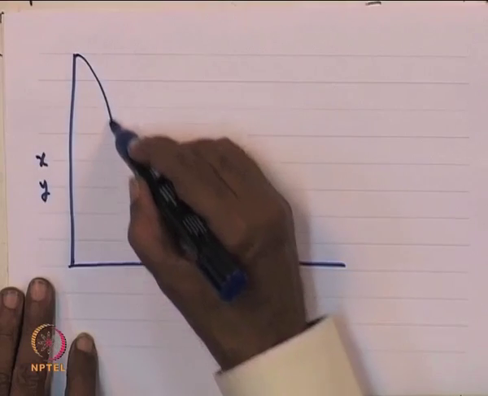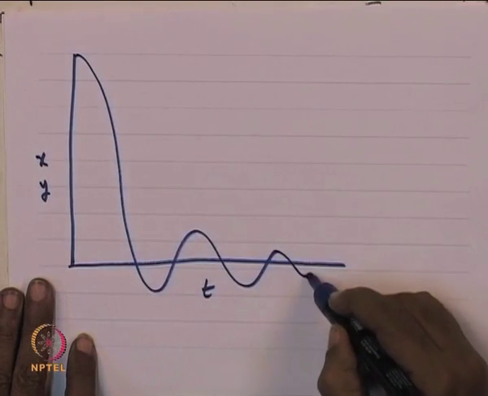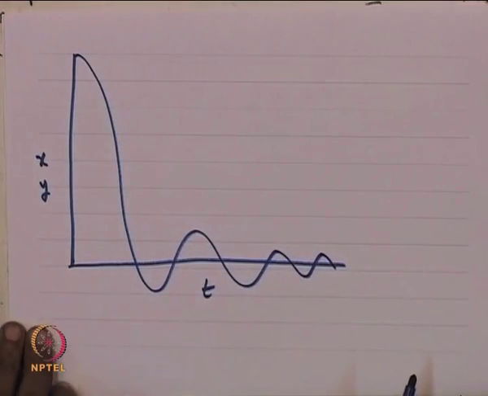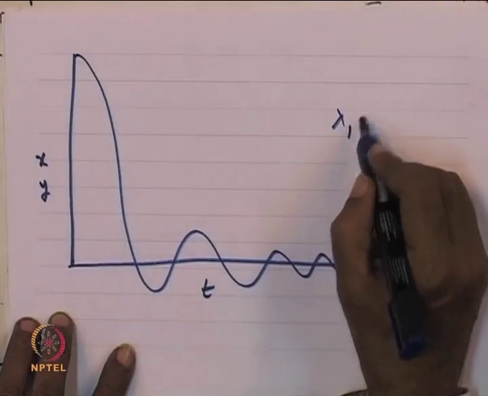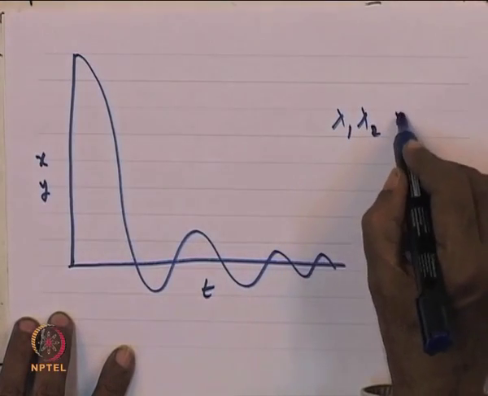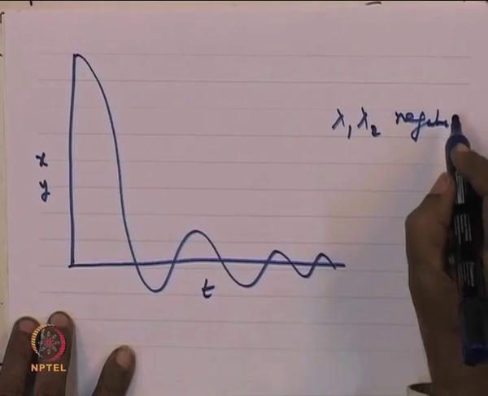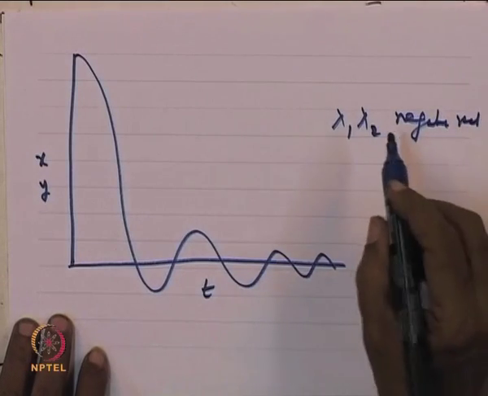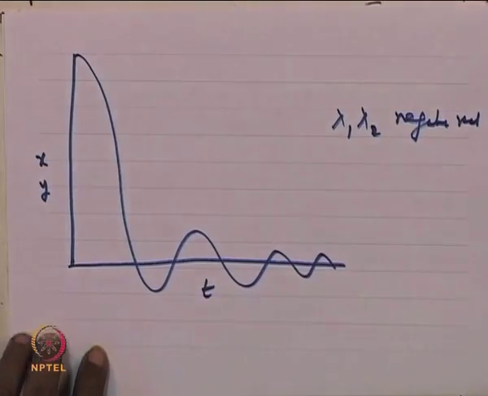which means what? That means it oscillates, yes, but because the lambda is negative real, lambda 1 and lambda 2 are negative, okay, the real part is negative, so that the oscillation starts to decay.